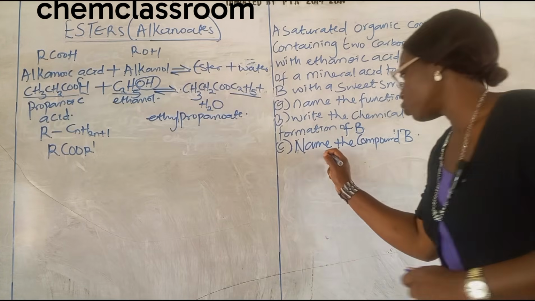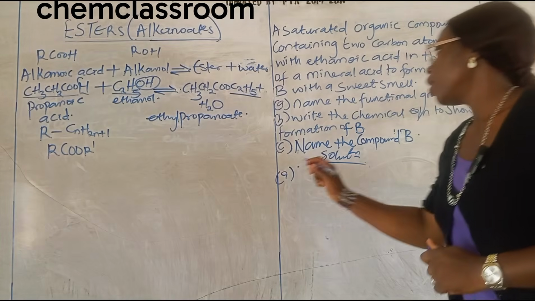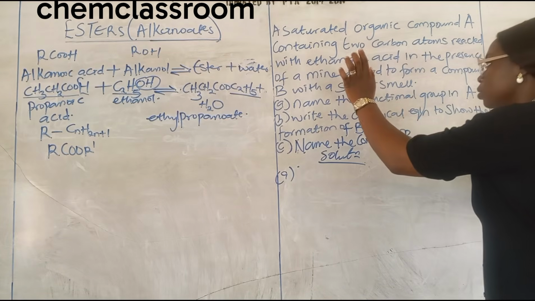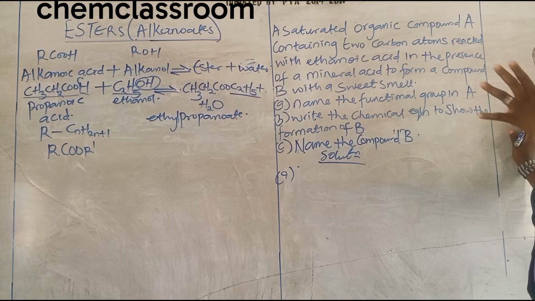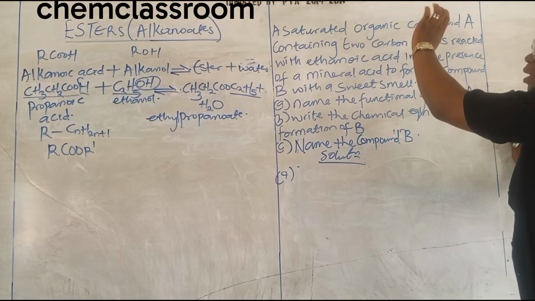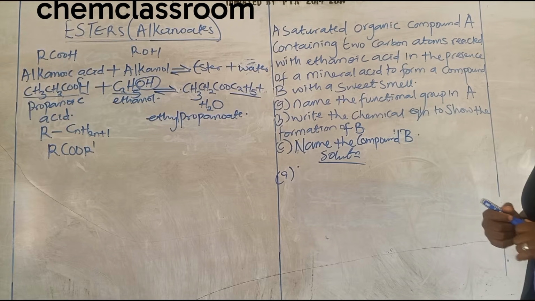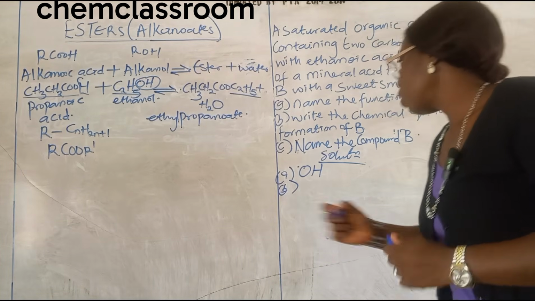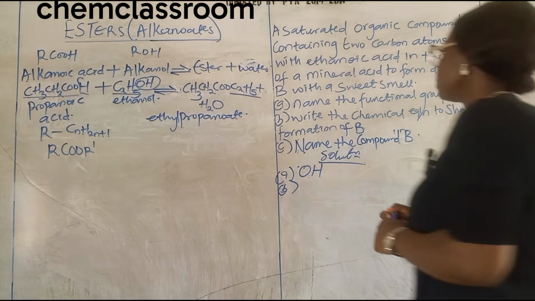Now we are going to solve right away. Okay, saturated, combines with ethanoic acid. And you know that once alkanoic acid reacts with alcohol, that is when ester is formed. Ester is that compound with a sweet smell. So automatically the saturated organic compound A is the alcohol. And the functional group in alcohol is OH.